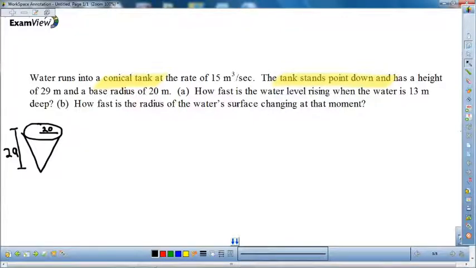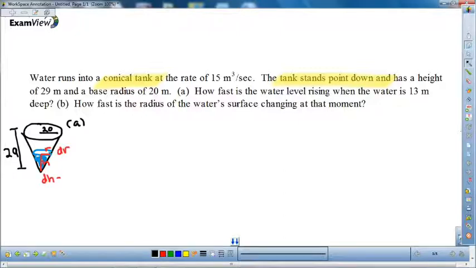So part A says, how fast is the water level rising when the water is 13 meters deep? So this is getting filled and this is full of water. So you have two things here. You have the height of the water and you have the radius that's changing. So the height of the water and dr.